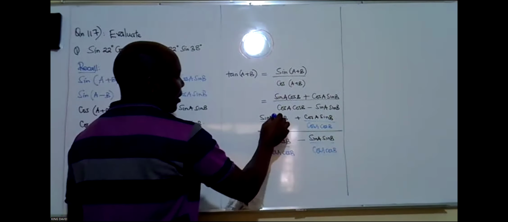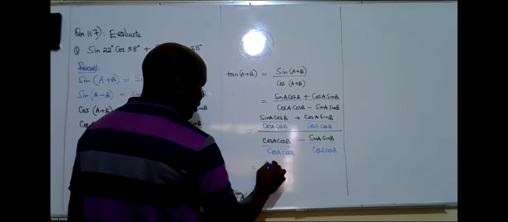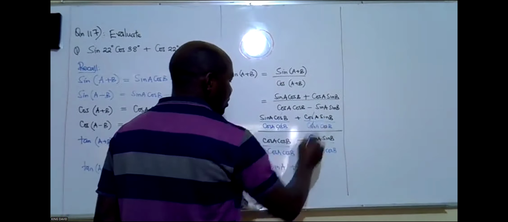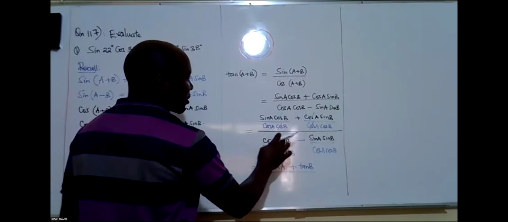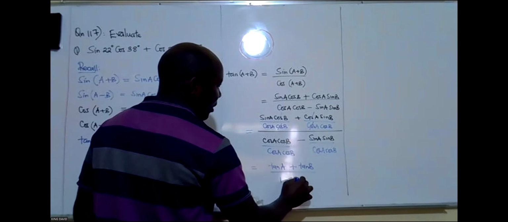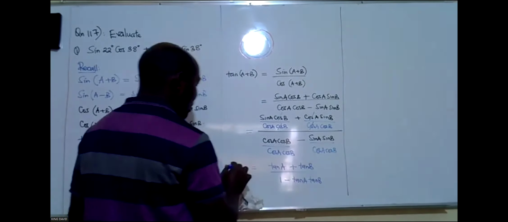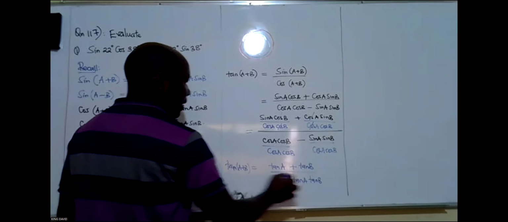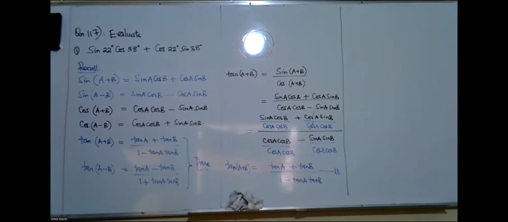So you'll find that up here, cos B cancels. So we shall remain with sine out of cos of A, and that is tan of A, plus, even here cos A reduces, remain with tan of B. Out of cos A cos A cos B cos B, that is 1, minus sine out of cos, that is tan of A, sin B cos B, that is going to be tan of B. So the tan of A plus B is actually equivalent to that. Tan A plus tan B out of 1 minus tan A tan B.